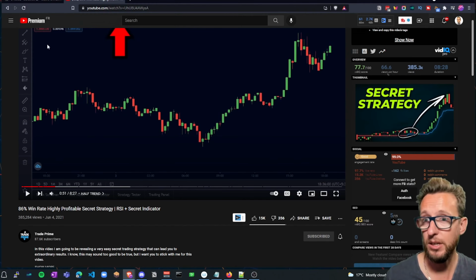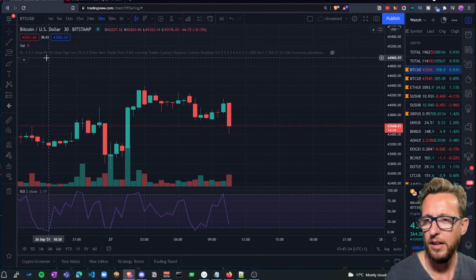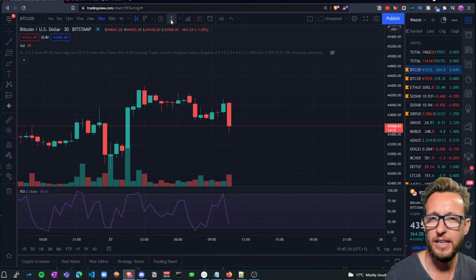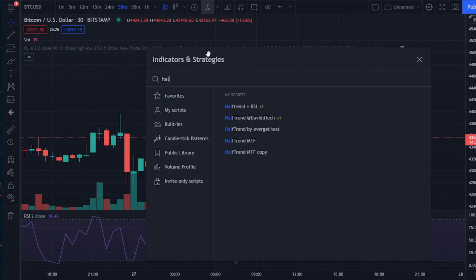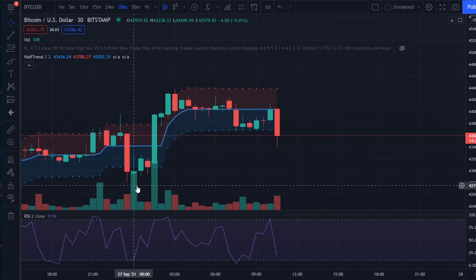So let's get straight to my chart and start looking at the indicators in this strategy itself. Okay, so he actually uses an indicator called Halftrend. So you just have to type half in and go Halftrend. It's the first one to come up. So we're going to use that, and we're going to use the good old RSI, which I no longer need to show you how to add, which is down here.